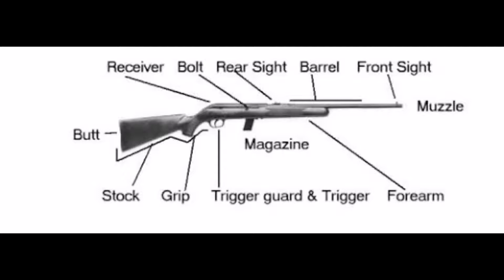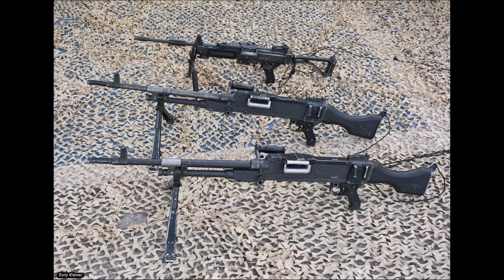Automatic firearms. An automatic firearm is generally defined as one that continues to load and fire cartridges from its magazine as long as the trigger is depressed or until the magazine is depleted. These include machine guns, submachine guns, and assault rifles.